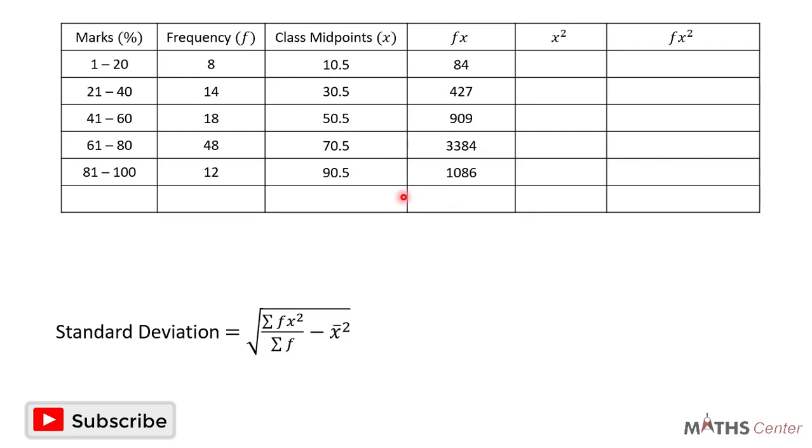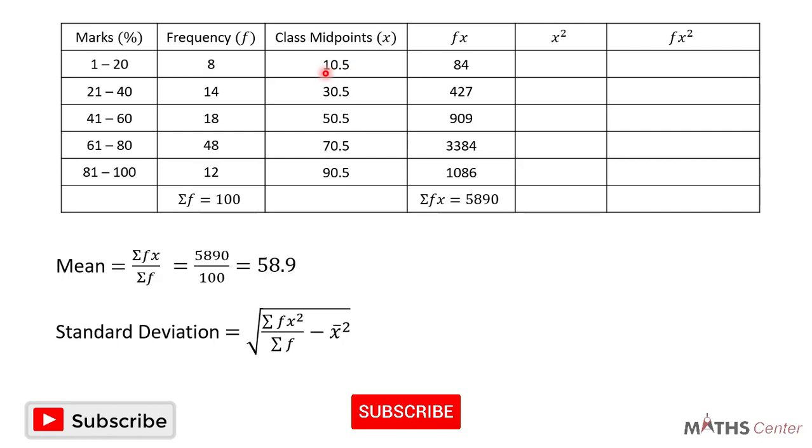To get the mean, we will need sigma fx and we will need sigma f. Sigma fx is 5890 and sigma f is 100. So the mean will be equal to 5890 divided by 100, and that gives us 58.9. In the table, the next column is x squared, so we will square the x values here.